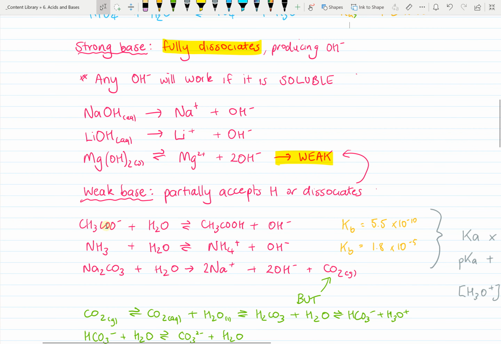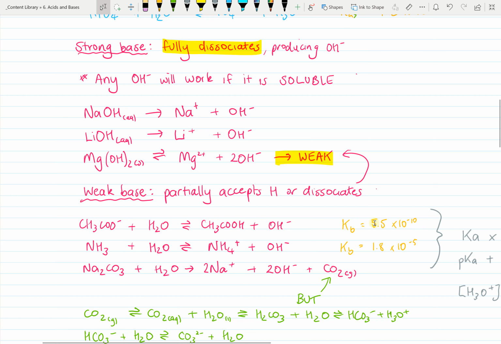And so when I'm writing the Kb expressions, I write the base bumping into water and accepting a hydrogen. And this, instead of making the hydronium ion, they make the hydroxide ion. Now we've got these Kb values. So these Kb values are, again, this acetate ion is a really weak base, okay? It's a really weak base.